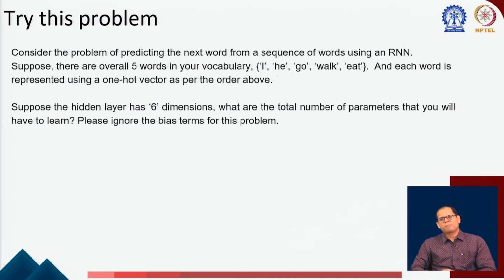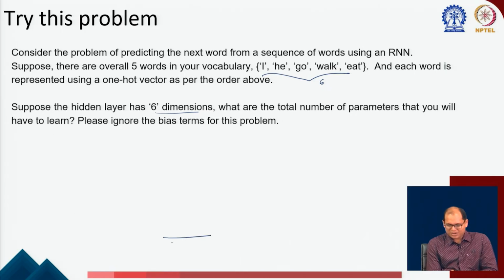Suppose you are predicting the next word from a sequence of words using an RNN. Suppose it's a toy problem. Suppose that you have only 5 words in the vocabulary, and the representation is just 1 hot, no word embeddings in this problem, right? So each word is a 5-dimensional representation. So the hidden layer has 6 dimensions. So what are the total number of parameters you will have to learn, right?